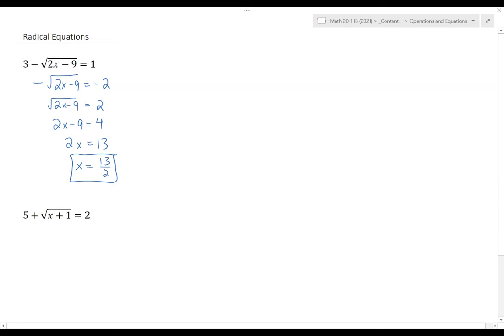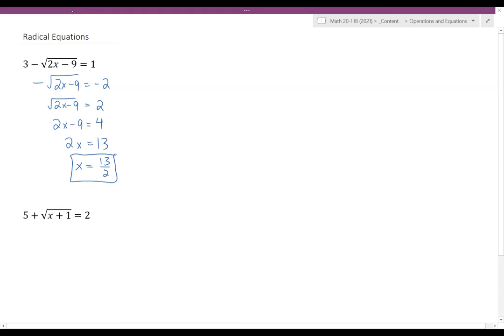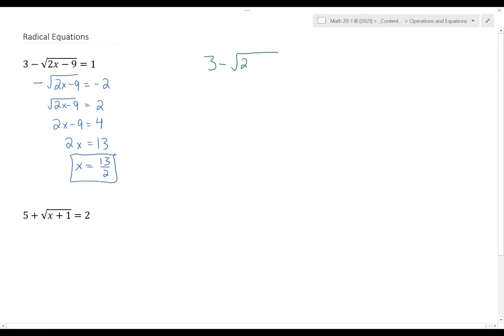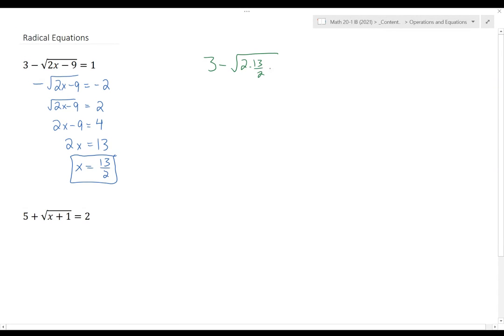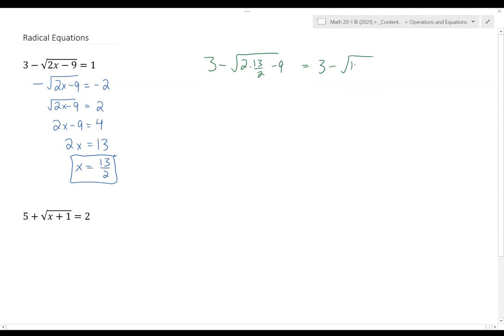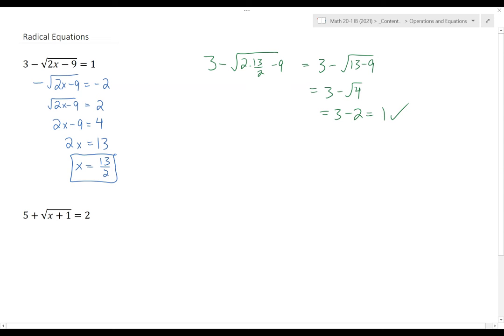In class, I'll go over a visual explanation a little more about why this happens, but the takeaway is we absolutely have to check our solutions for radical equations, my mistake, sorry. So I have to consider, does 3 minus the square root of 2 times 13 over 2 minus 9 actually equal 1? This is 3 minus the square root of 13 minus 9, which is 3 minus the square root of 4, which is 3 minus 2, which is 1. So in this case, it works, and that solution is correct.